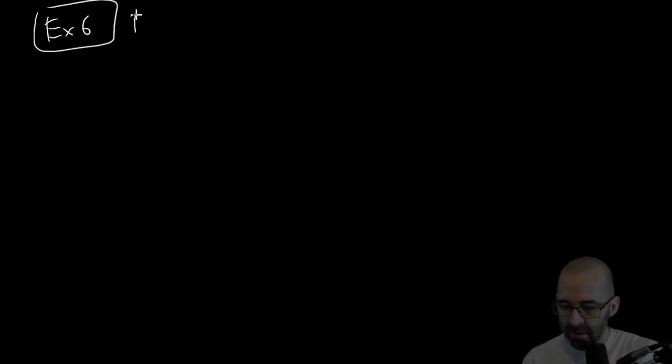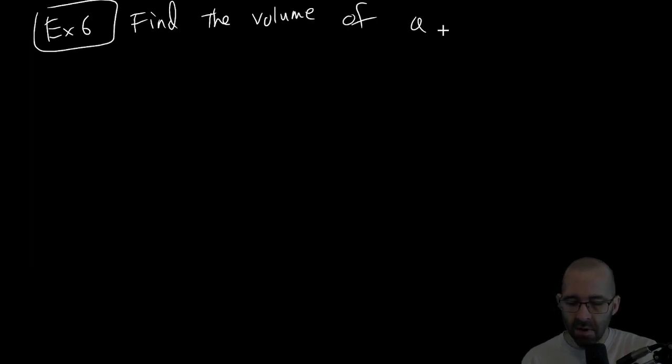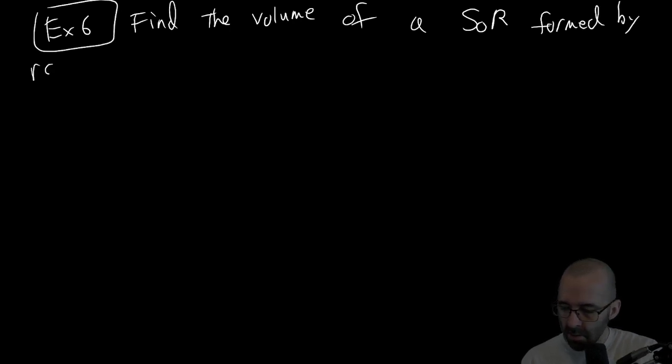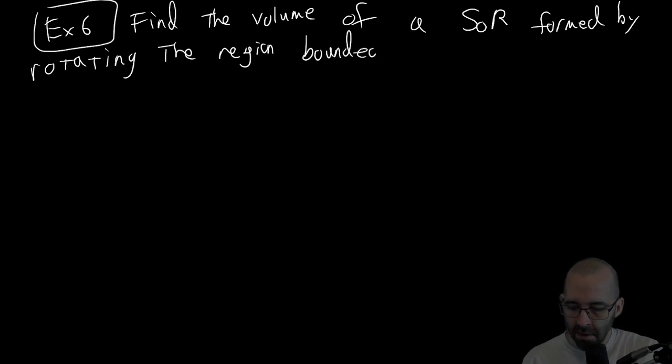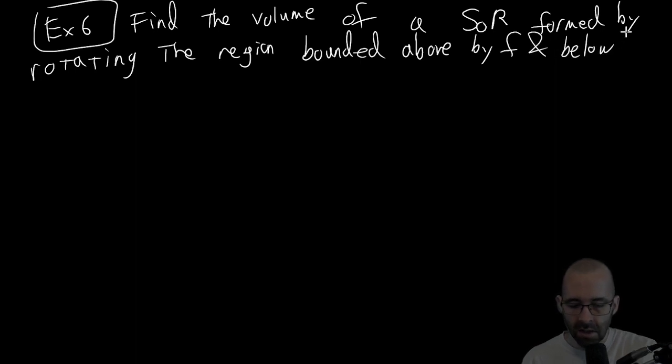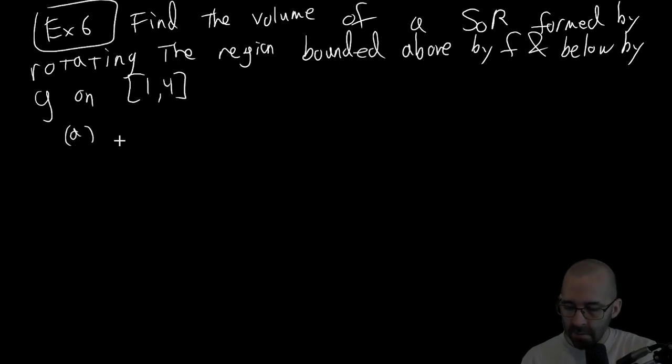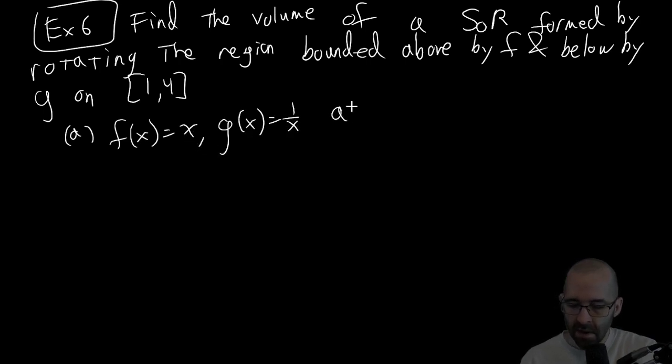Example 6. Find the volume of a solid of revolution formed by rotating the region bounded above by f and below by g on the interval from 1 to 4. Part A is going to be f of x equals x, g of x equals 1 over x, and about the x-axis.